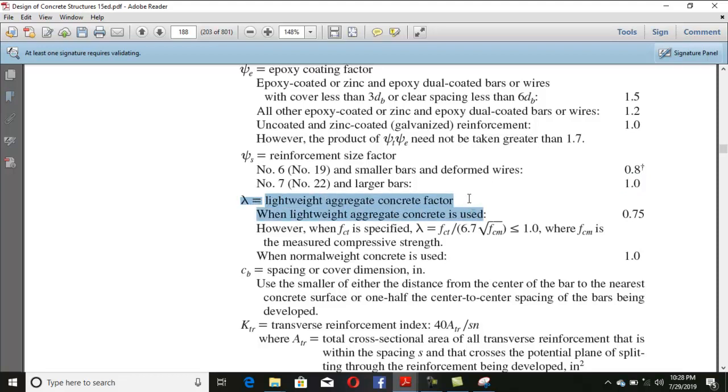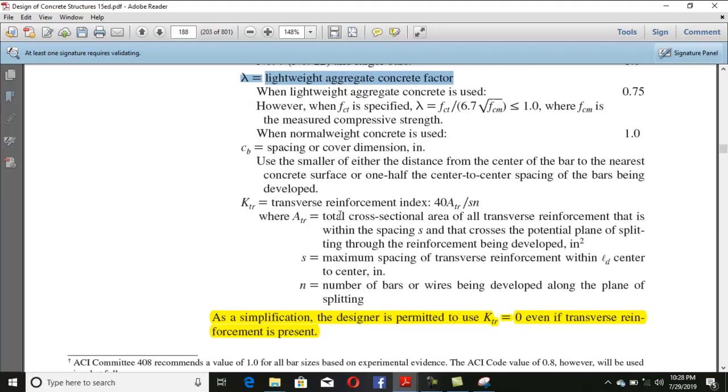Lambda factor is also as I already mentioned: once your concrete is normal weight concrete or light weight concrete, it affects. So for normal weight concrete, your factor is 1, but for light weight concrete, your factor is 0.75. Cb, a very important term it is. Okay. Use the smaller of either the distance from the center of the bar to the nearest concrete surface or 1/2 the center to center spacing of the bars being developed.